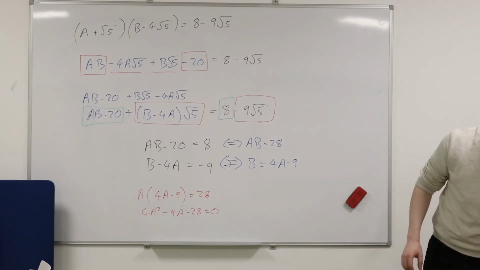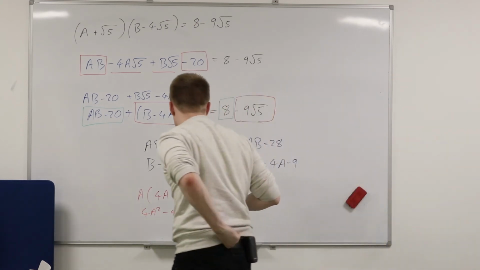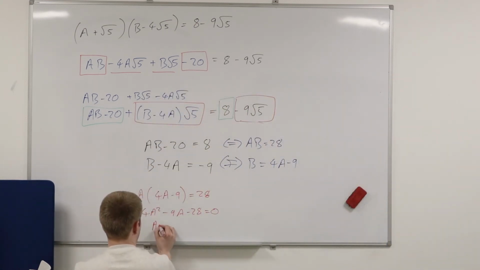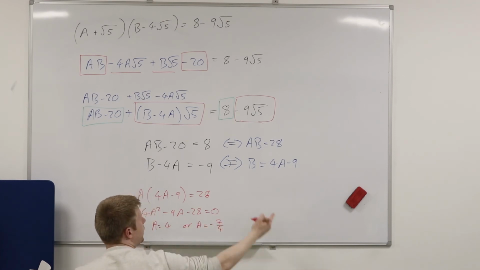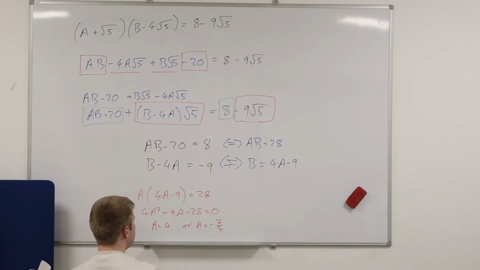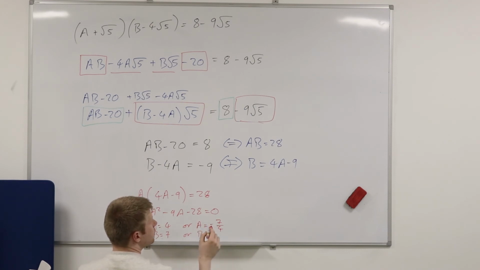4 and negative 7 over 4. Okay, so a is equal to 4, or a is equal to negative 7 over 4. Good. So therefore, b is just going to be 4 lots of that take away 9. So b has got to be equal to 16 take away 9, that is 7. Or b is equal to negative 7 take away 9, that is negative 16.